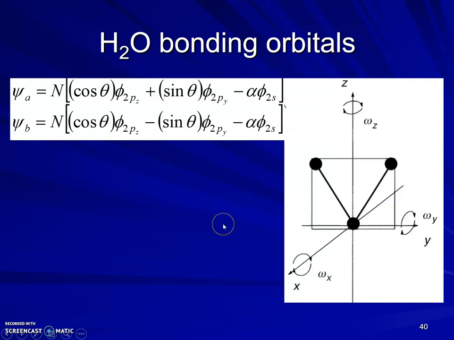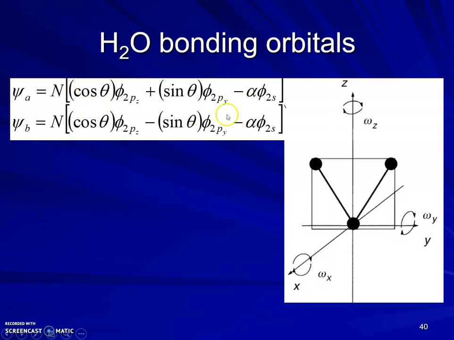And then the question that comes up beyond that is, how do we tell how much of the 2S component is involved? In other words, what is alpha? And the way that we can go about dealing with that is with one of our main principles. We used normalization last time. We're going to use orthogonality this time.